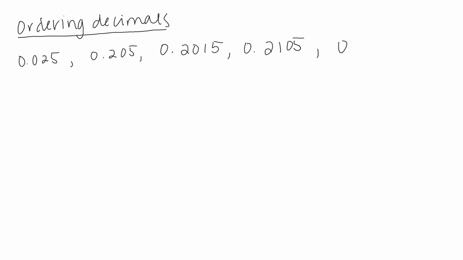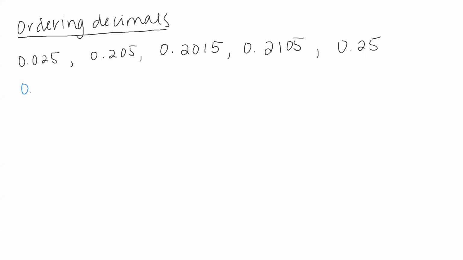But let's say that we have 0.025, 0.205, 0.2015, 0.2105, and then let's say we had 0.25. Okay, so we've got 5 decimals that we want to put in order, and we are going to go smallest to largest. Now when I look at these numbers, I have 2 decimal places, 3 decimal places, and 4 decimal places. So what I'm going to do first is add those zeros at the end.